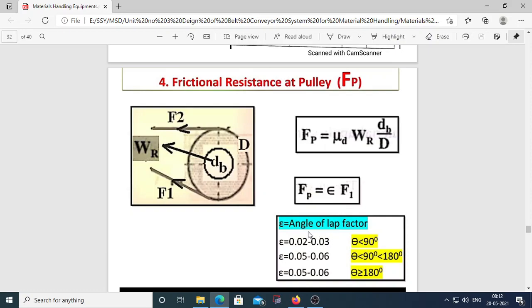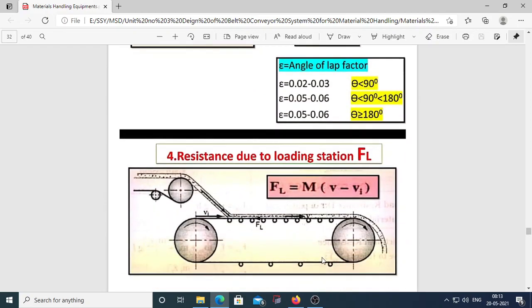What is epsilon? This is the angle of lap factor. Then how do we calculate that angle of lap factor? This epsilon is given for the angle of lap factor or snub factor of the pulley. It is 0.02 to 0.03 if the angle is less than 90 degrees. Epsilon is 0.05 to 0.06 if the angle theta is more than 90 degrees or less than 180 degrees. These conditions are given, you should remember them.